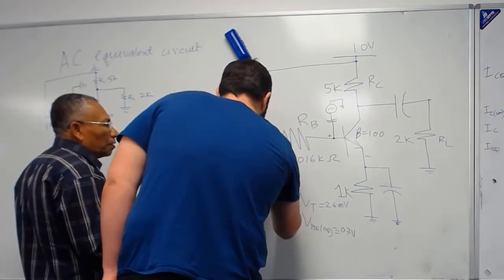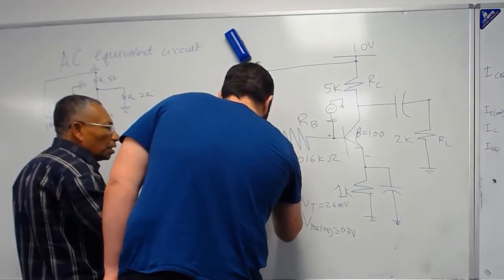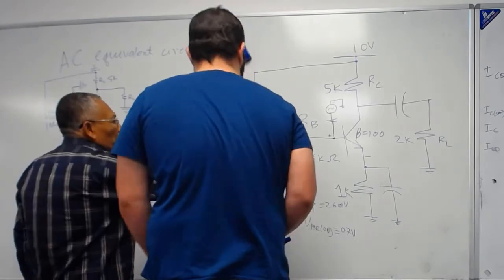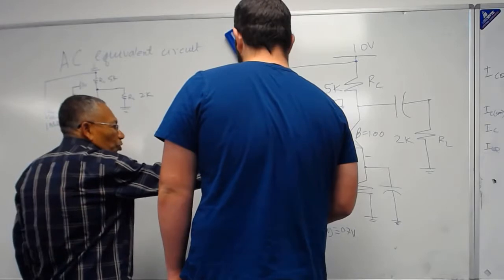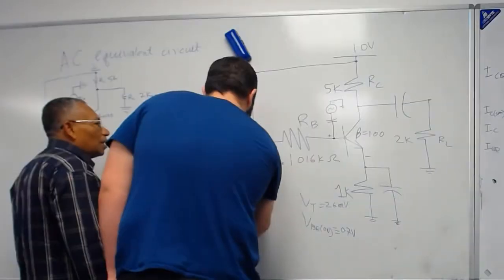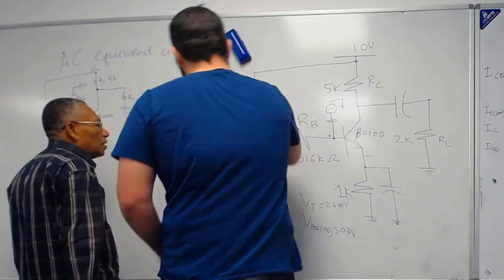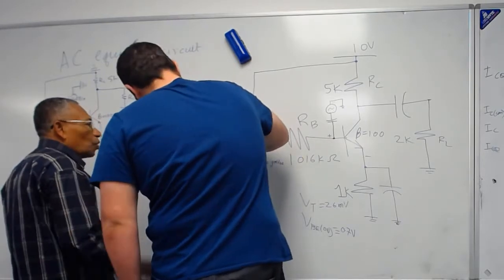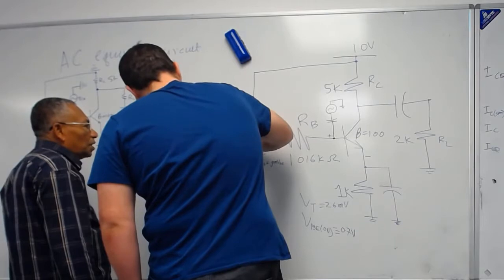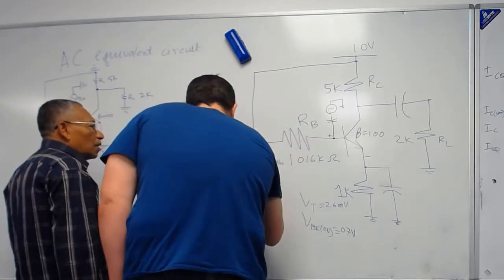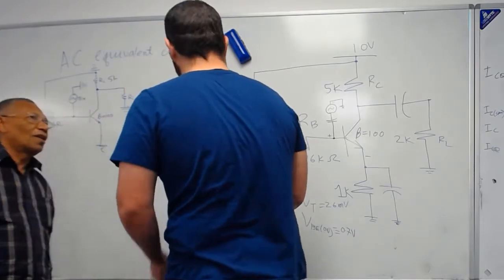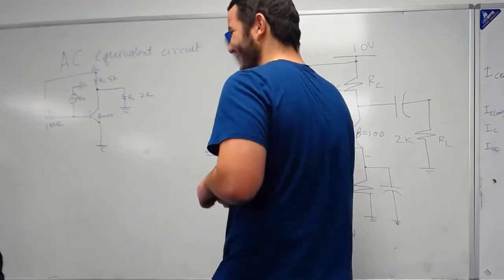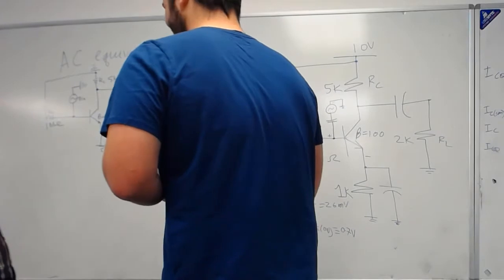Small vb. Now this is your collector, put c here. This is your base, lowercase b, and e here. So this is your T model. You first draw a T and then insert your components. You have to finish this first.